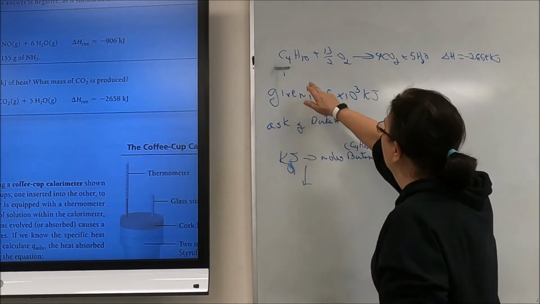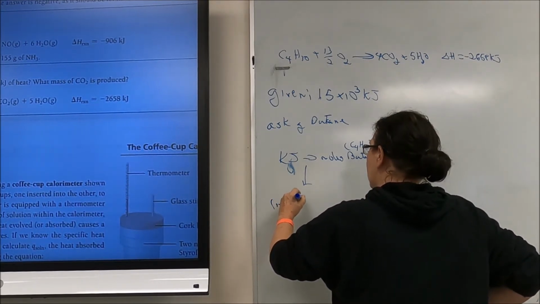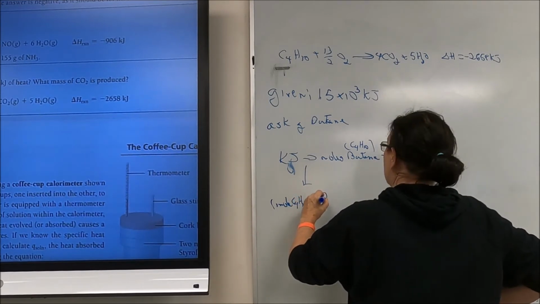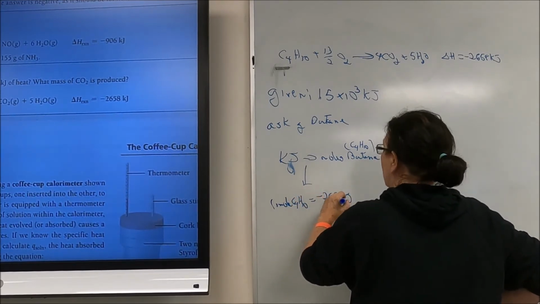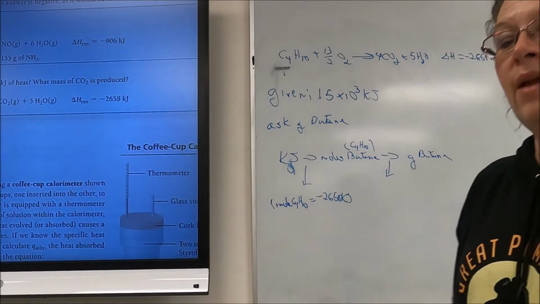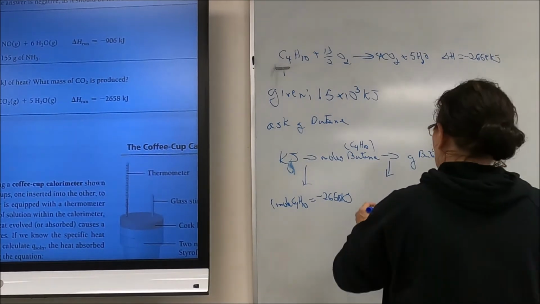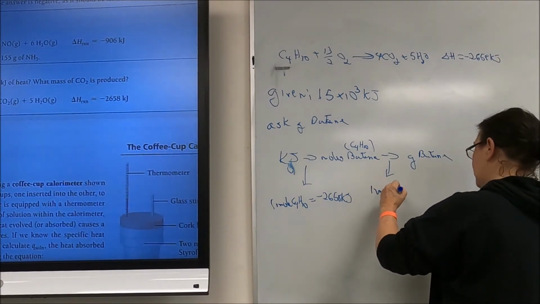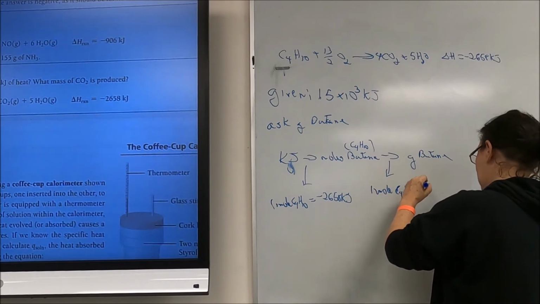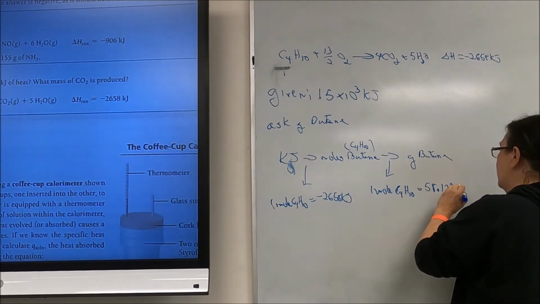Now the relationship here is for every 1 mole of butane, C4H10, we release 2,658 kilojoules of energy. Okay? To go from moles of butane to grams of butane, we're going to need the molar mass. So that's 4 times 12.011 plus 10 times 1.0079. So 1 mole of butane has a mass of 58.123 grams of butane.